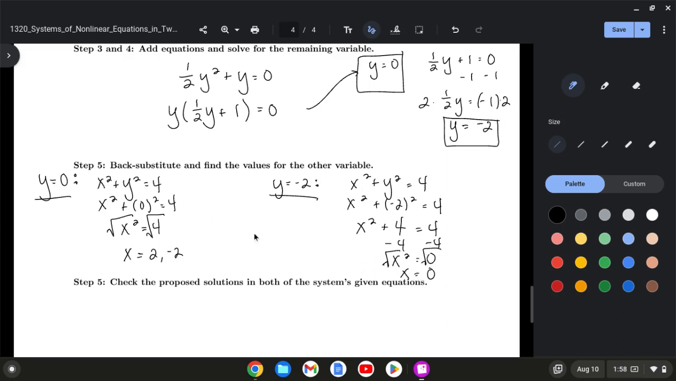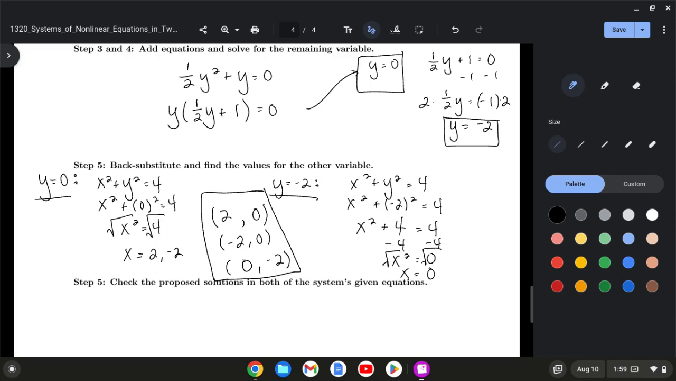So now we have 3 different values for x. And so we're actually going to have 3 proposed solutions. So we have, when y is 0, we got 2, and we got negative 2 for x. And then when y was negative 2, we got the value of 0 for x. So here are our proposed solutions. Now we need to check those solutions.